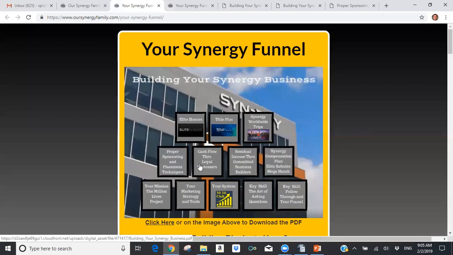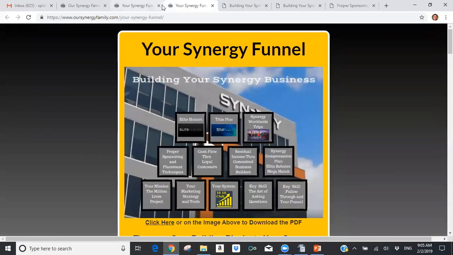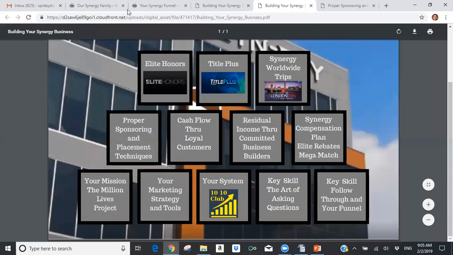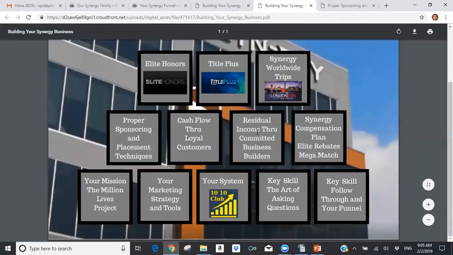I've got these already preloaded, and some of the things that we've talked about. Let me close this one off here. So when you're on the funnel page, this image you can click on, and it's going to open up into this following PDF.